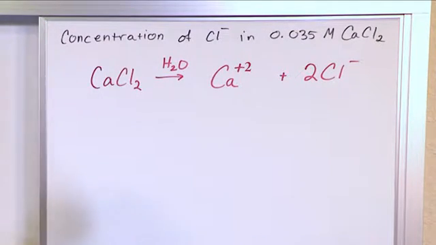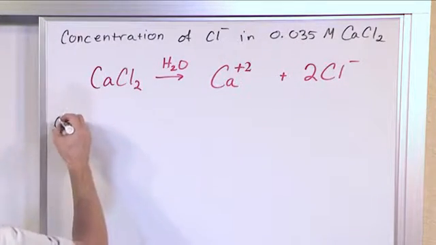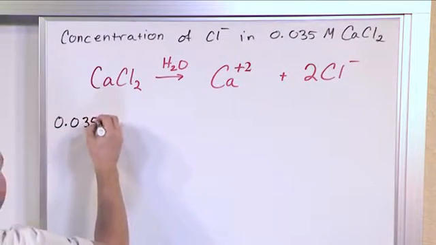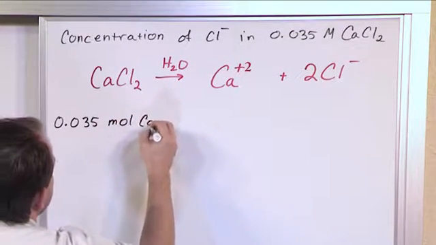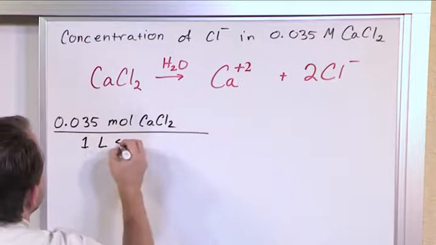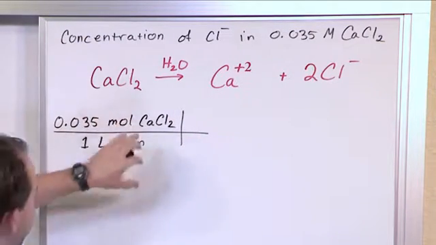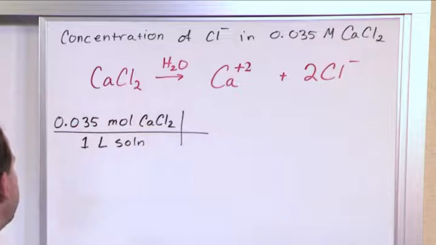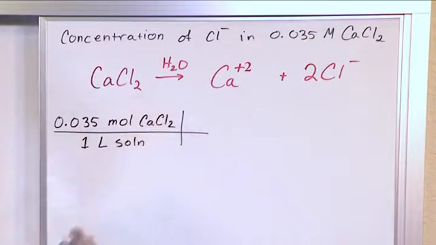So we want to find out what is the concentration of the chlorine ions. All right. So doing it with our math, we start with the concentration of what we know, 0.035 molar, which you need to translate to moles of CaCl2 per 1 liter of solution. This is how I want you to write it in all of these cases. So don't write molar down. That doesn't really help you. You need to break it down to what it means. 0.035 moles of CaCl2 per 1 liter of this solution.